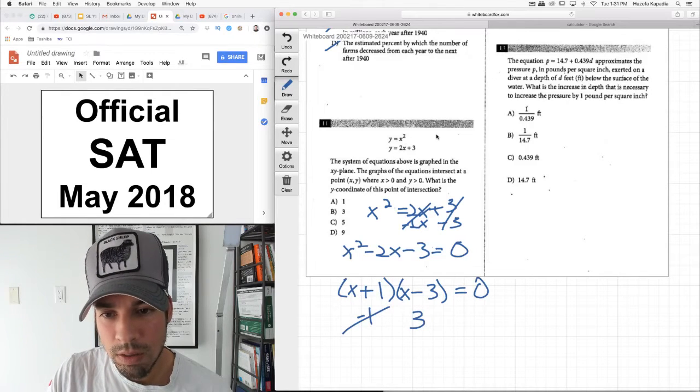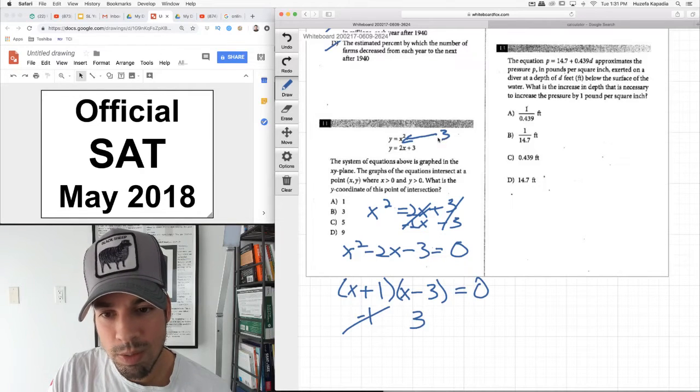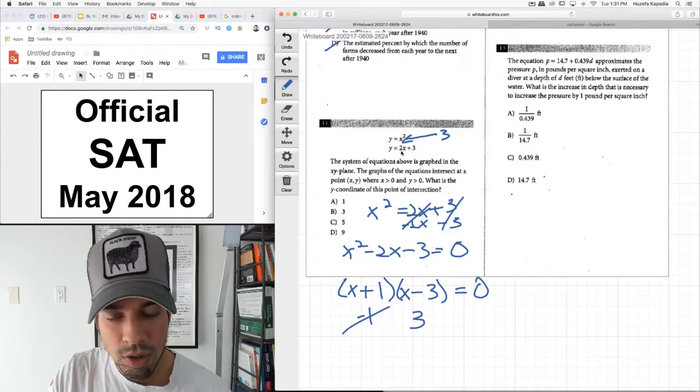I'll plug it in here, right? You can plug it in. You should plug it into both and make sure you get the same answer both places. But 3 squared is 9. 3 times 2 is 6 plus 3 is 9. So there we go.